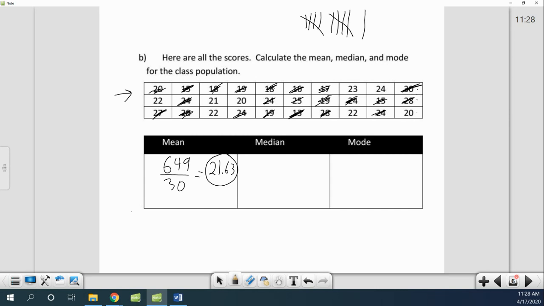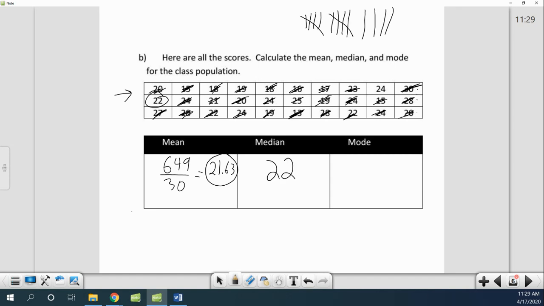Get rid of a 23 and a 20. Get rid of a 22 and a 20. Get rid of a 22 and a 21. And the middle number I'm left with is a 22. So that's my median, 22.